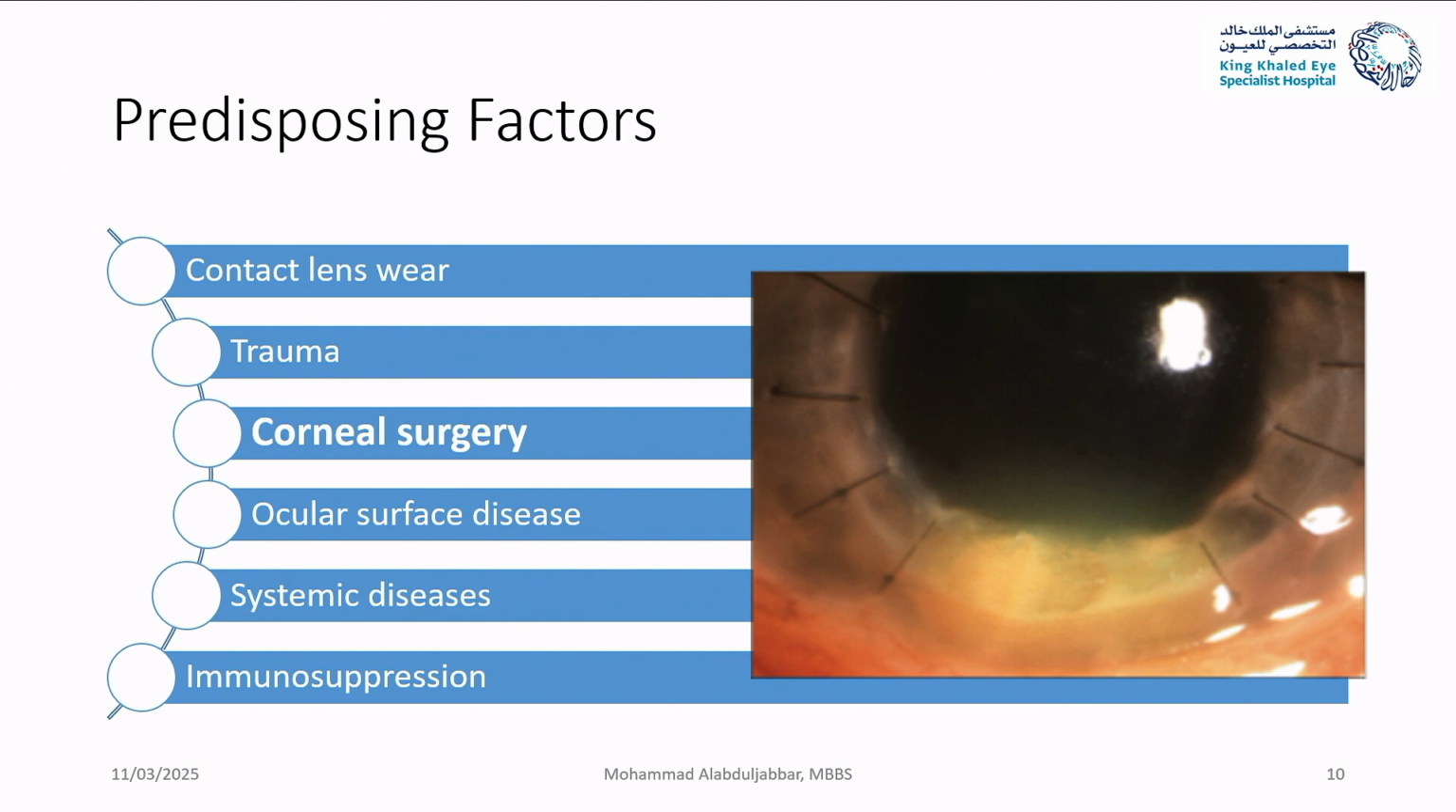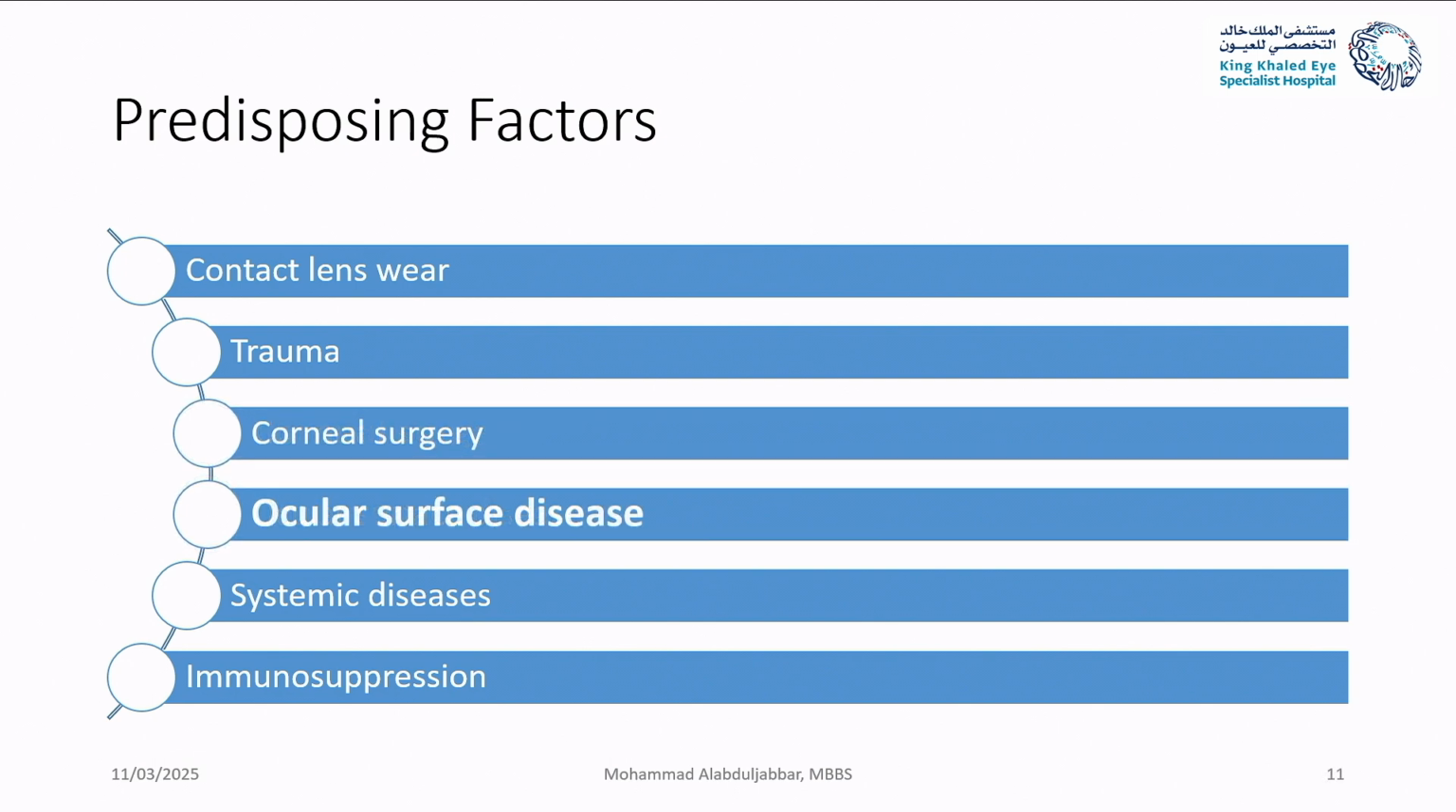If it's recent, the on-call anterior segment doctor will decide whether this needs to be replaced, or you can remove it and that's it. But it shouldn't be kept. If it's kept, you will end up either with infection or with rejection. And this is what we see sometimes in the clinic.